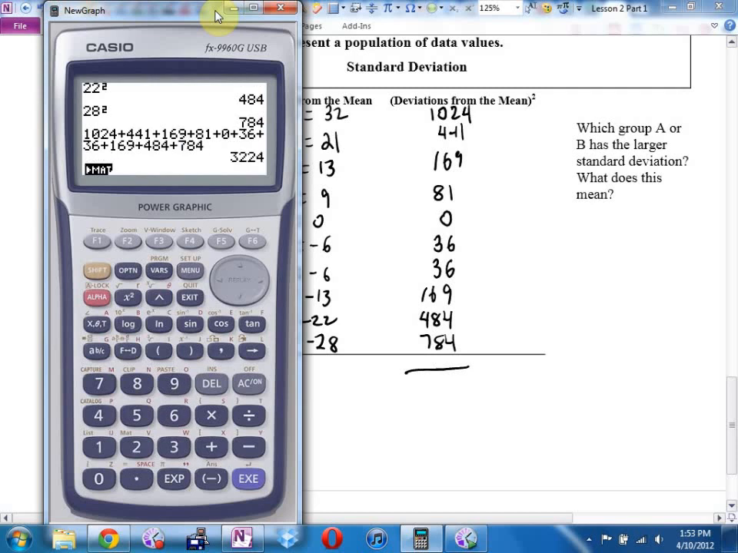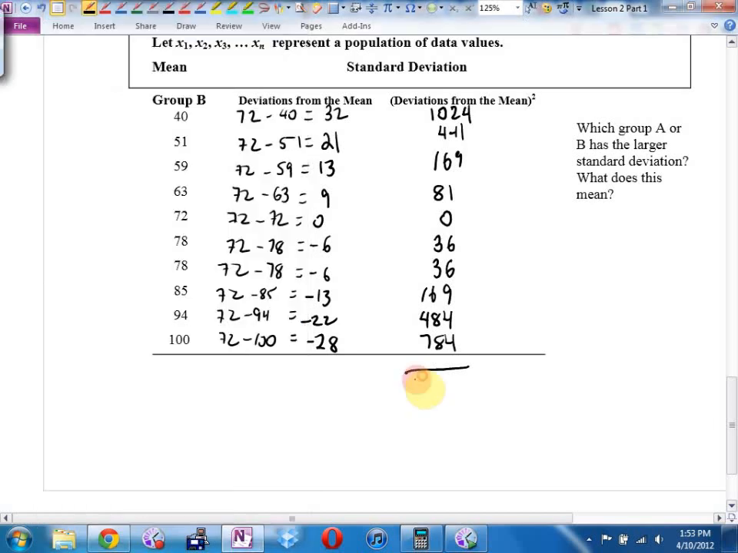You get 3,224? I'd like a confirmation because I did a lot of calculating there. Simon, you get the same thing as me? Anyone else? I want at least 2 or 3 confirming mine. Yes? 3,224?